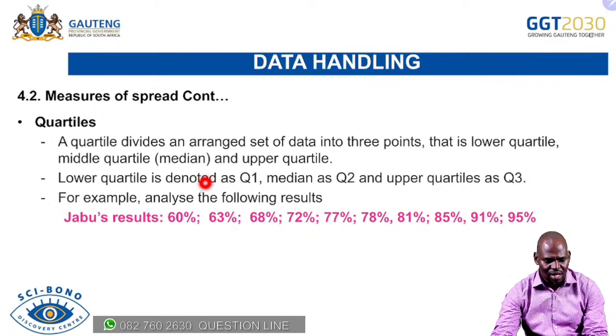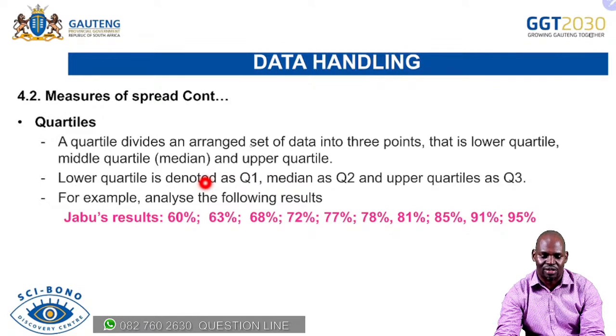Remember, we're still busy with quartiles. Okay, and then I was still explaining the definition of a quartile. It's very important that you know it. Okay, we say a quartile divides an arranged set of data into 3 points. That is lower quartile, middle quartile, and upper quartile. In some cases, they will say lower quartile is quartile 1, or we use the notation Q1 to indicate that this is lower quartile. And then we also have quartile 2, of which in some cases they say it's a median. And then we've got upper quartile, which is denoted as quartile 3.